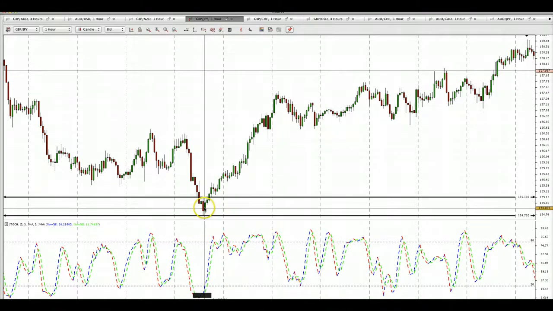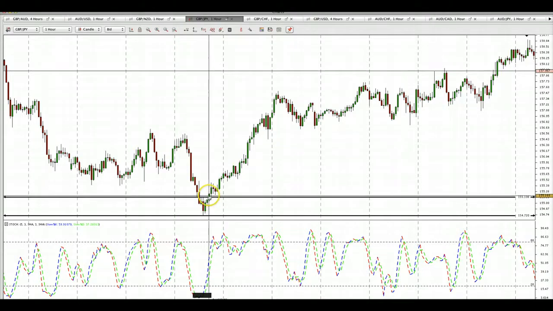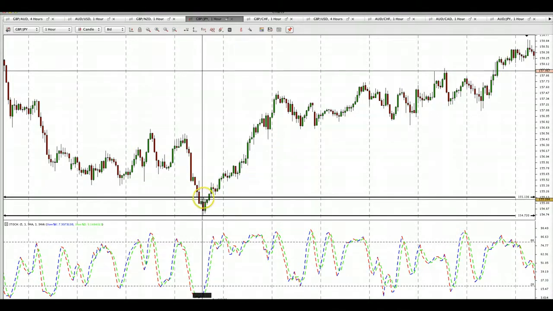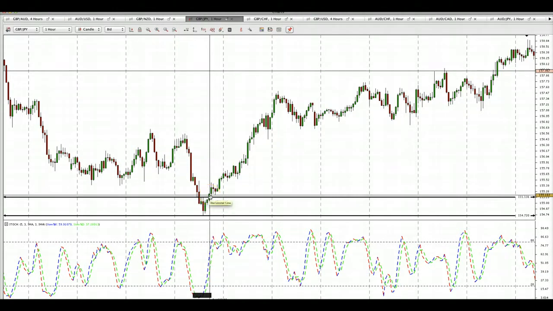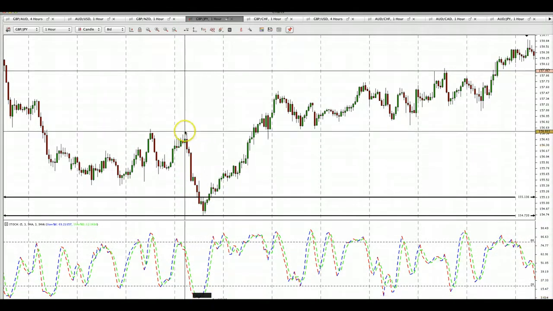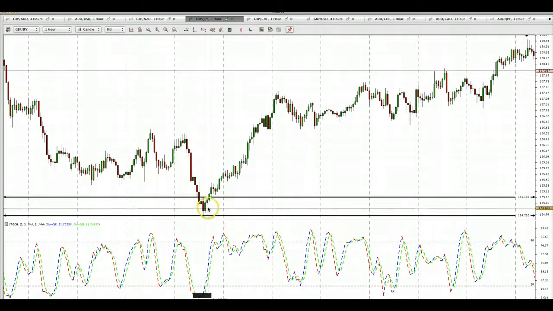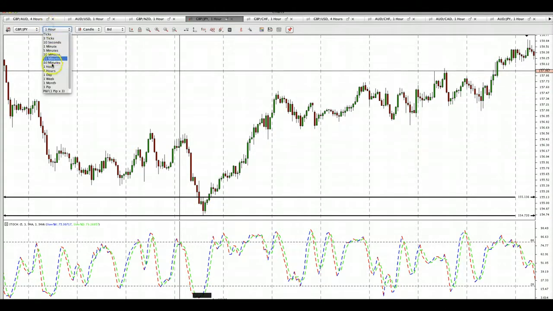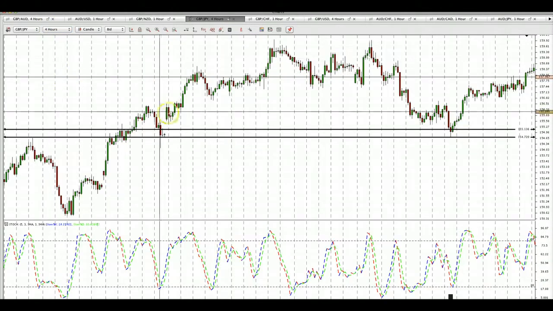So this is an inside bar, and we notice that price broke above this mother candle. So that's our buy trigger. Okay. Stochastics oversold, 185 pips. And let's look at the 4-hour chart and see we have confirmation.